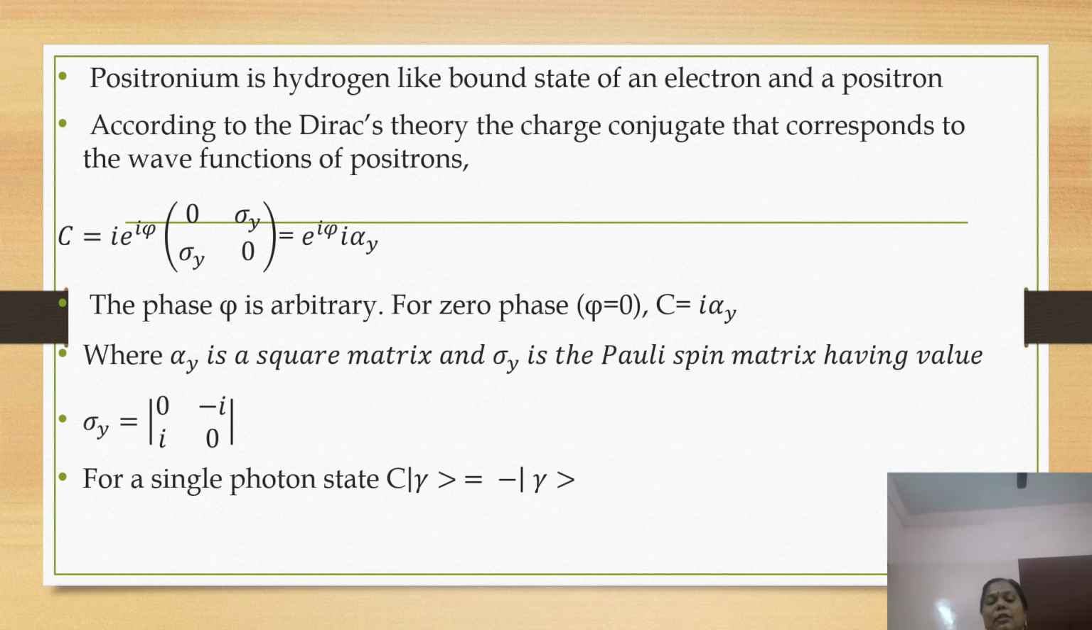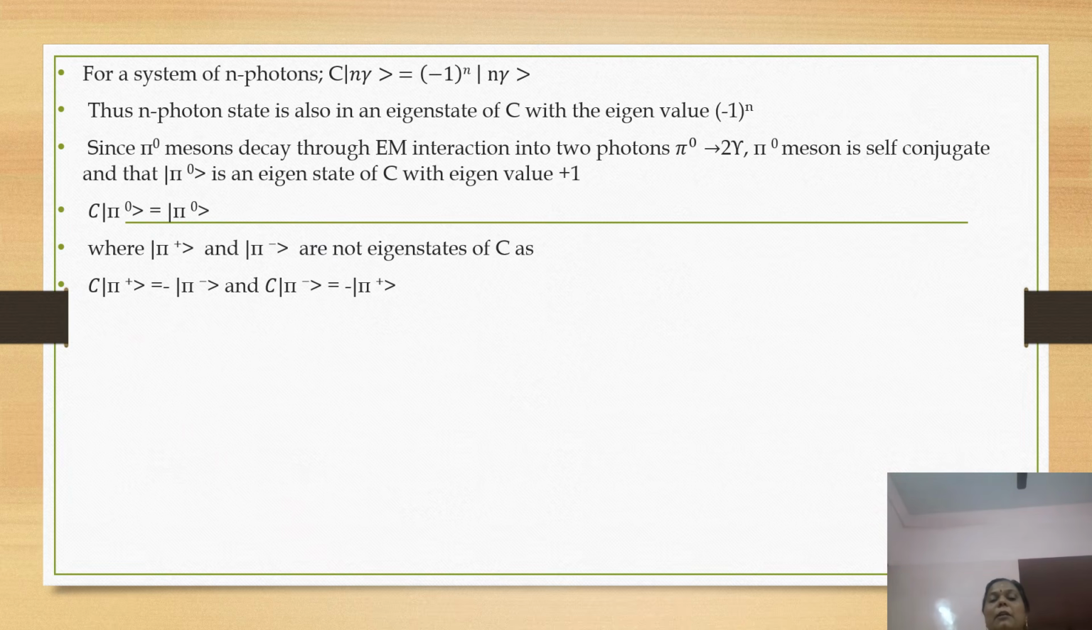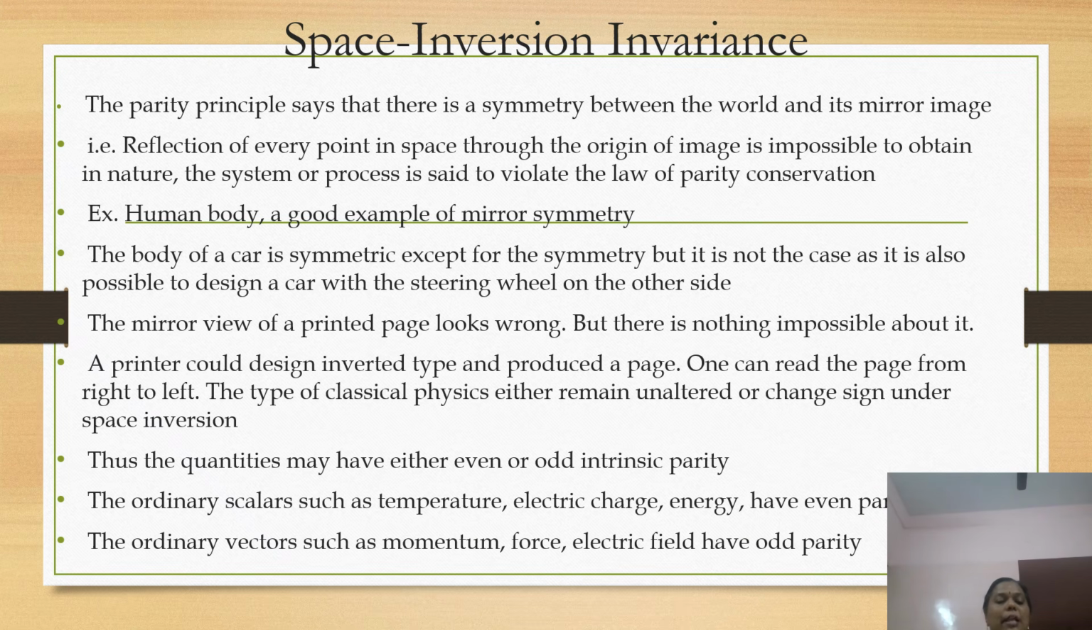So in case of the single photon, the operator C acting on the gamma function will result in minus gamma. So for a system of n photons, we need to multiply by n gamma. C of n gamma is equal to minus 1 the whole power n, gamma. If the n photon state is an eigenstate of C with an eigenvalue of minus 1 the whole power n, then the C operator acting on pi naught will result in only pi naught, because the antiparticle is the same. Similarly, pi plus meson and pi minus meson are not eigenstates of C, so it results with a minus sign.